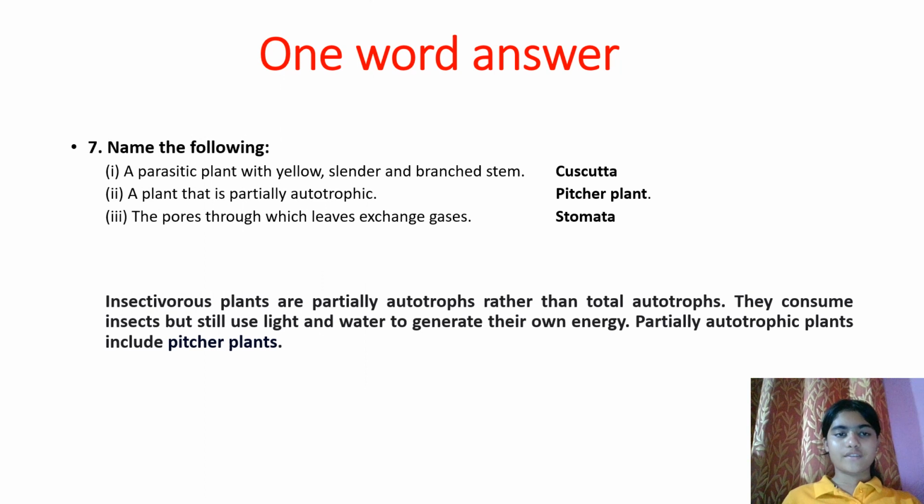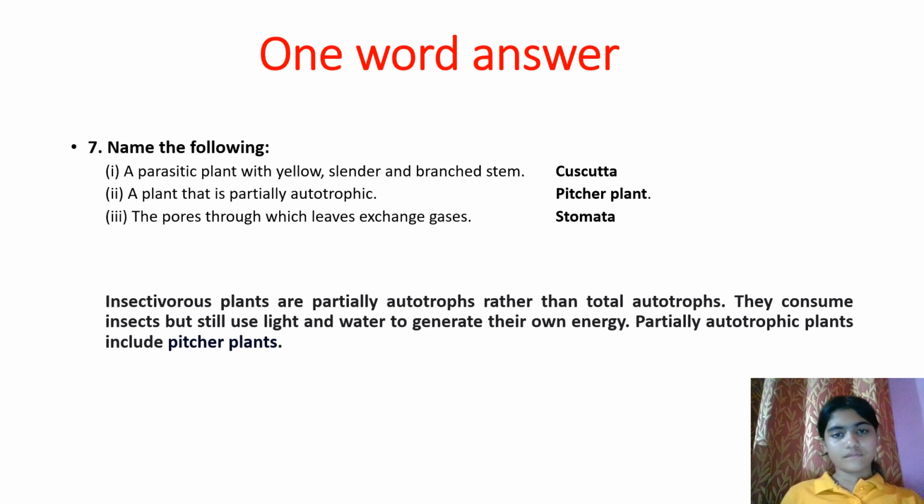One word answer. Name the following: a parasitic plant with yellow, slender, and branched stem, Cuscuta, also known as amarvel. It is the yellow, thin plant that grows on other plants. A plant that is partially autotrophic, pitcher plant.